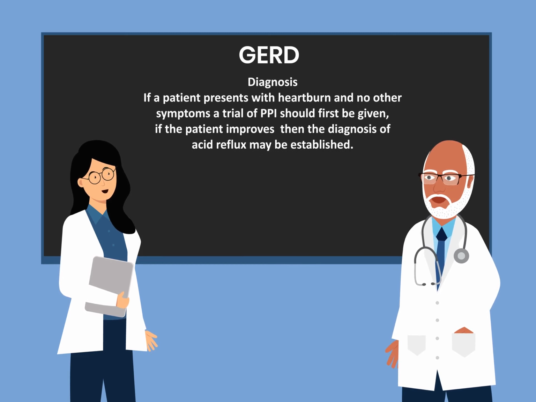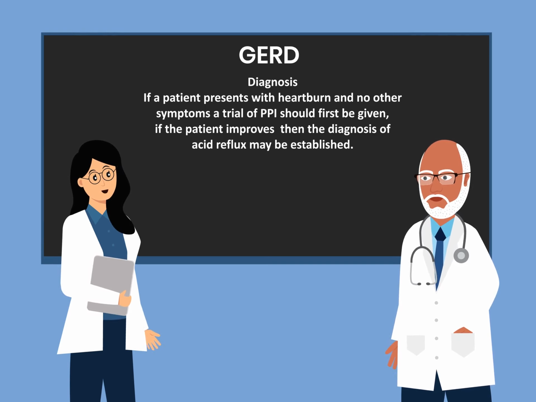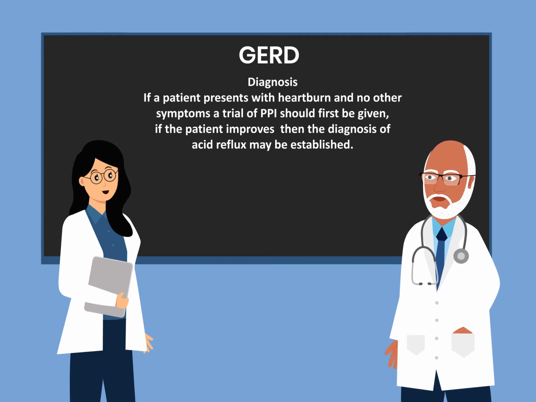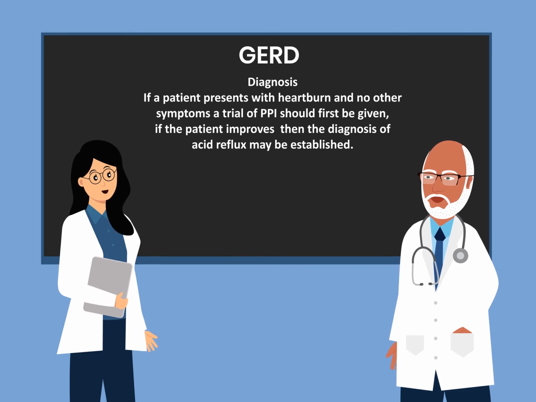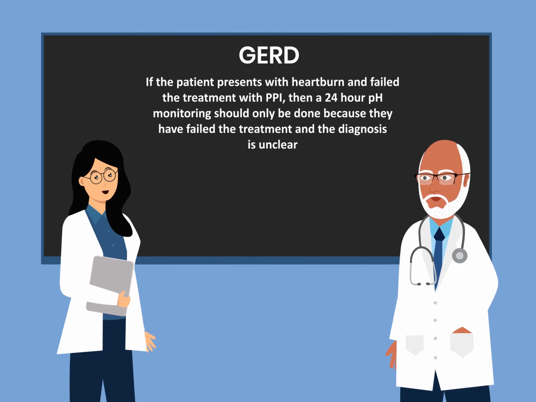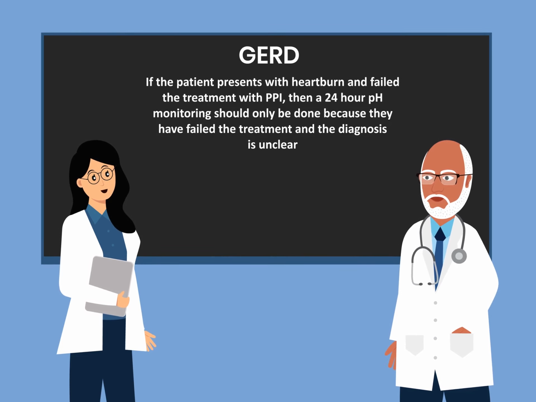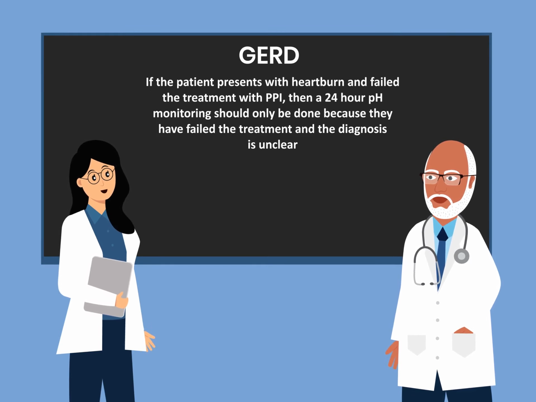How's GERD diagnosed? If a person presents with heartburn and no other symptoms, a trial of PPI should be given first. If the patient improves, then the diagnosis of acid reflux may be established. If the patient presents with heartburn and failed the treatment with PPI, then a 24-hour pH monitoring should be done because they have failed the treatment and the diagnosis is unclear.